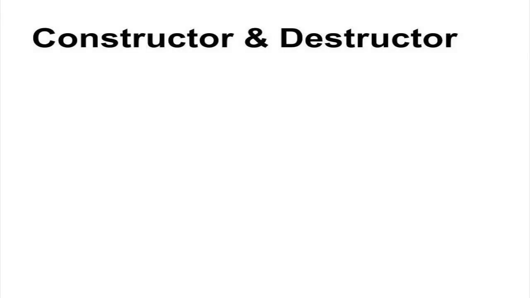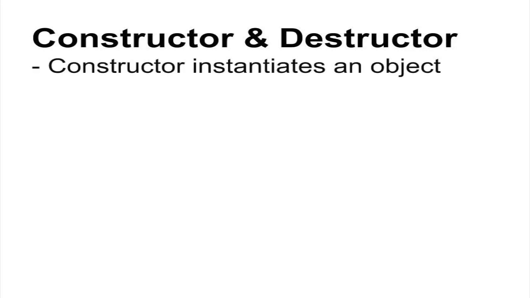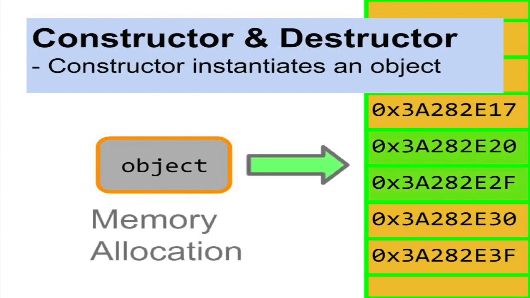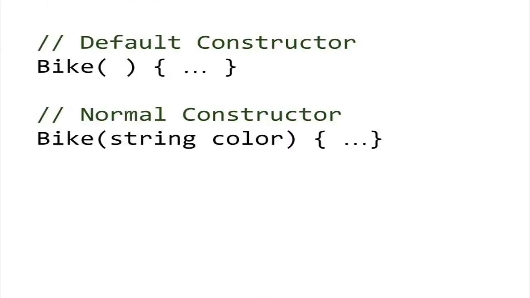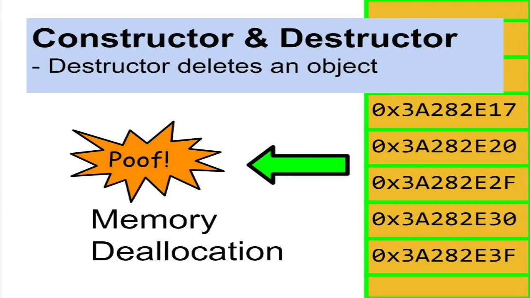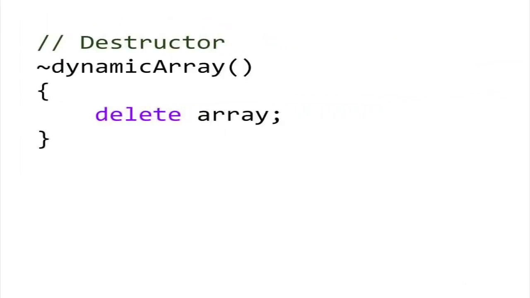In general, objects have two basic methods, the constructor and the destructor. The constructor is what instantiates the object and allocates dynamic memory as needed. A constructor that takes in parameters is called a normal constructor, while a constructor that does not is called a default constructor. The destructor is used to deallocate any dynamic memory used by the object. The destructor is called at the end of the object's lifespan or when the program terminates.